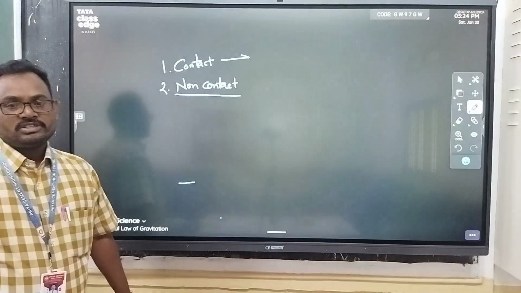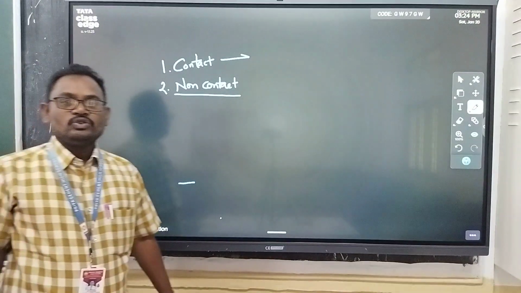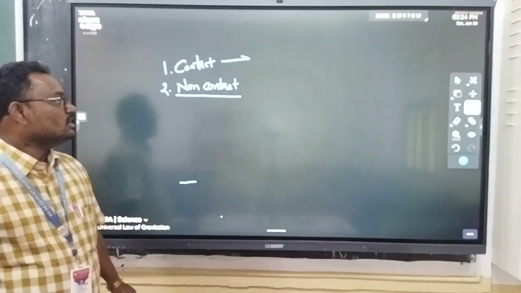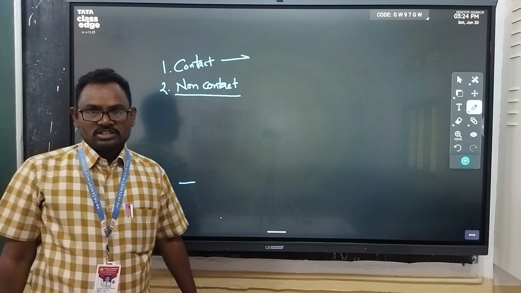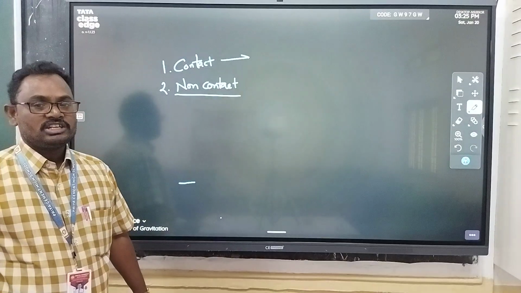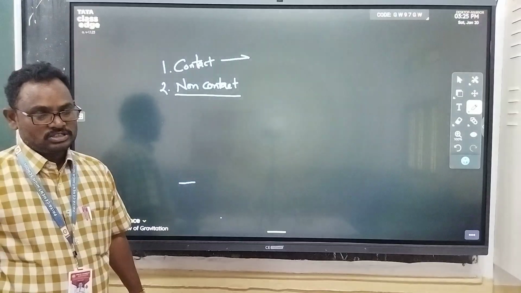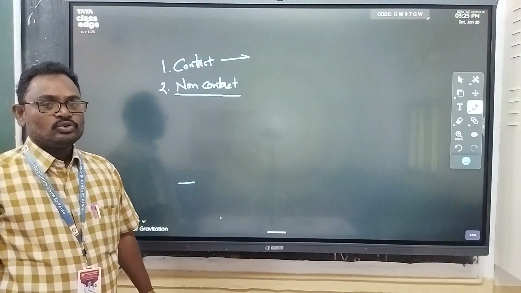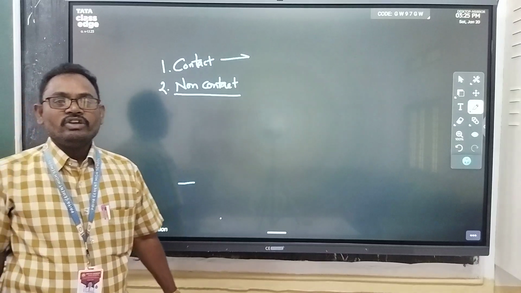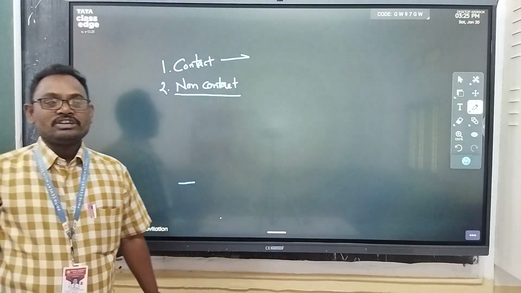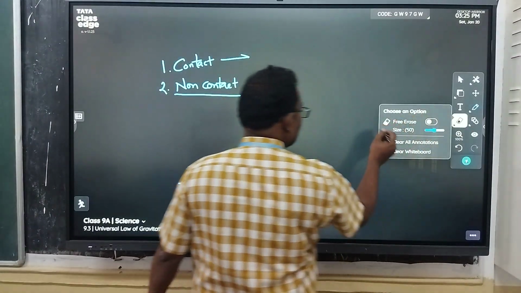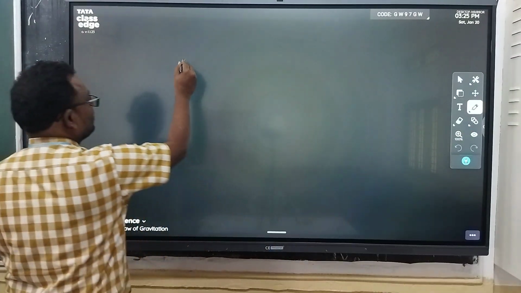Contact force examples: muscular force, normal force, tension force, like this. But there are three non-contact forces: electrostatic force, magnetic force, and gravitational force. About all these forces we discussed in class 8. But now here we are going to discuss gravitational force in detail.